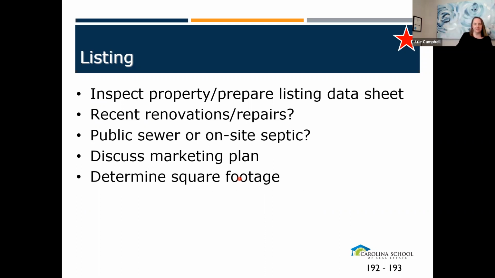So you've gotten the listing. Now we can really start gathering information about the property. We want to go through with the sellers and inspect the property. We want to bring our listing data sheet. We looked at a sample MLS input sheet the other day. We'll refresh that and look at it again. But the listing data sheet allows me to go through the home and gather information about the property, so when I list it, I can promote the features. I can talk about the good stuff.